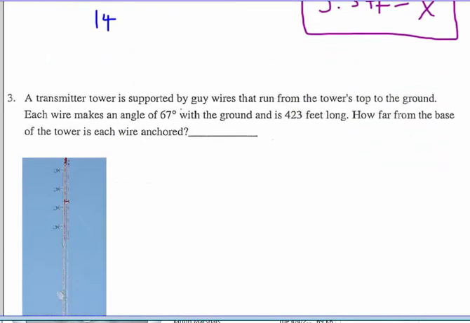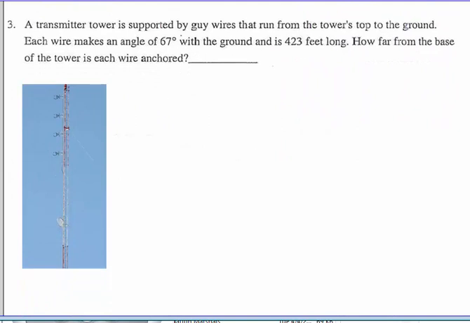Let's try one more word problem before we're done. It's always about a guy wire. A transmitter tower is supported by guy wires that run from the tower's top to the ground. Each wire makes an angle of 67 degrees with the ground and is 423 feet long. How far from the base of the tower is each wire anchored?